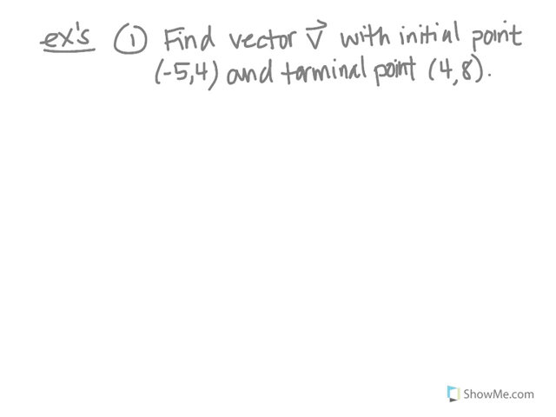You're going to find the vector v with initial point of negative 5, 4. So this is your x1 and this is your y1. And then you have your terminal point 4, 8. So that's your x2 and your y2. So to find vector v, all you're going to do, and remember, vectors that are in component form have these little greater than or less than signs.